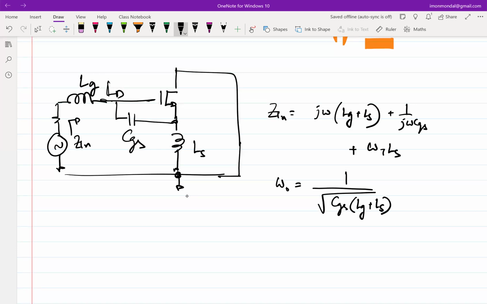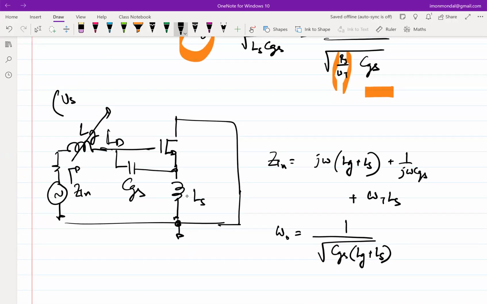Okay. So now your omega naught can be 1 over the square root of CGS times (LG plus LS). So now when you have fixed your GM, your omega t, your CGS, and your LS, and you only want to move around the resonant frequency, you can basically play around with LG to move omega naught. Any questions so far? Okay. So that is as far as setting the resonant frequency while keeping the short circuit current at its maximum possible value is concerned.